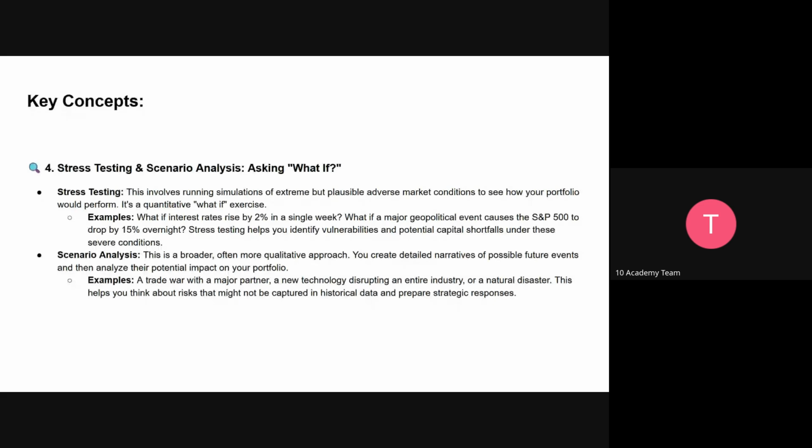Stress testing helps you identify vulnerabilities and potential capital shortfalls under severe conditions. And scenario analysis is a broader, often more qualitative approach. You create detailed narratives of possible future events and then analyze their potential impact on your portfolio.